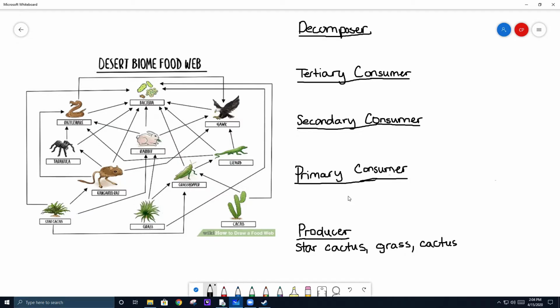So next, we're going to go to our primary consumers. Anything that eats a producer is considered a primary consumer. And you know that because there's an arrow pointing towards it. So here we have our kangaroo rat that eats a star cactus. Our rabbit also eats the star cactus. And then our grasshopper and our rabbit eat the grass. We also have the cactus being eaten by the grasshopper, so our grasshopper is the next one.